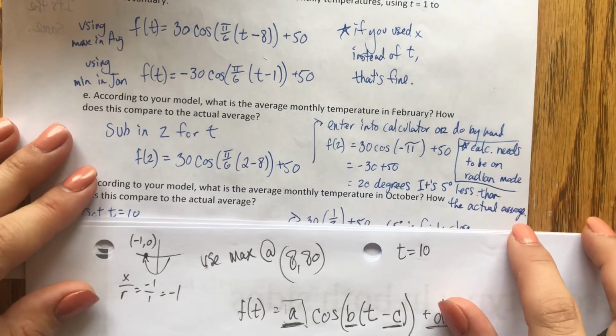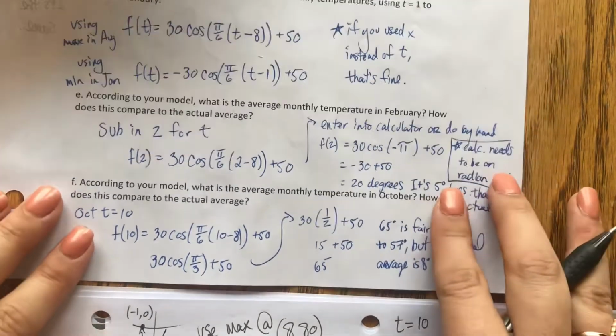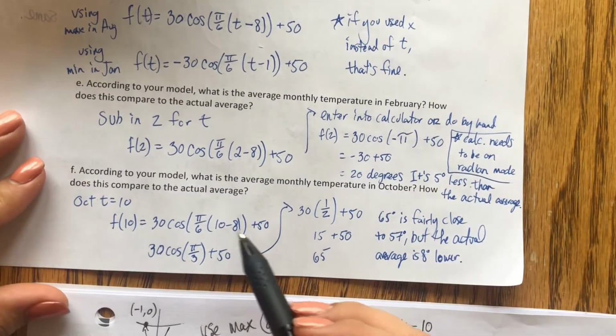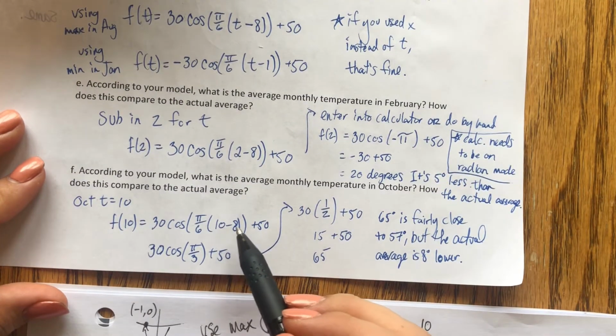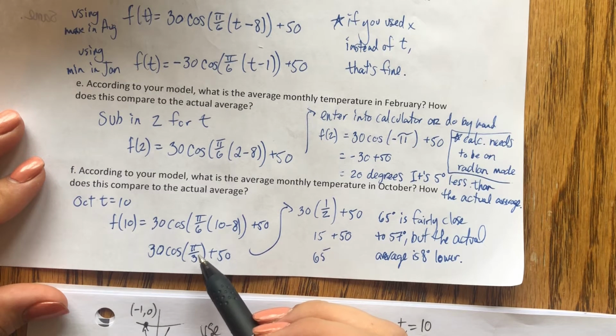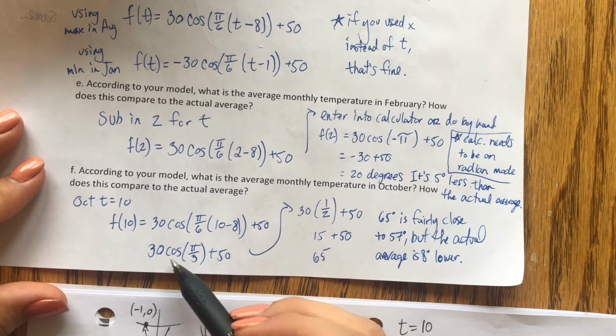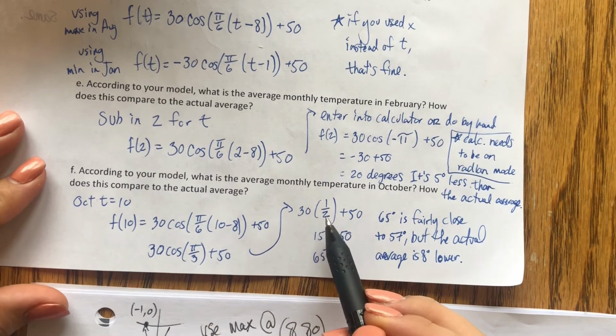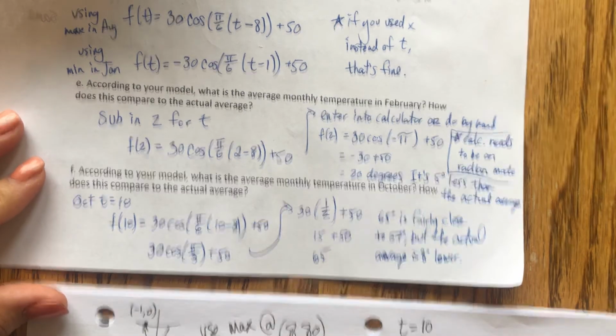All right, let's go over it. So I put, let me show you the whole answer here. So it looks like this. 10 minus 8 is 2. Pi over 6 times 2 is pi over 3. That's 60 degrees. Cosine of 60 degrees is a half. Okay, so I get that.